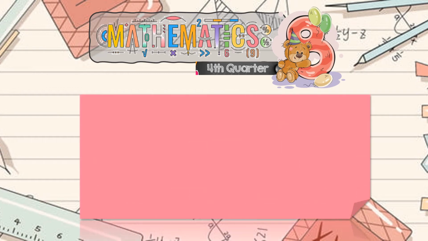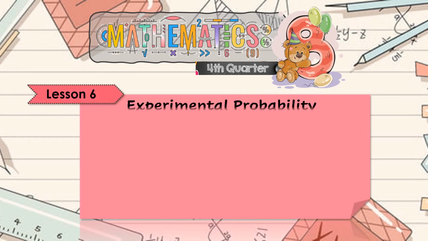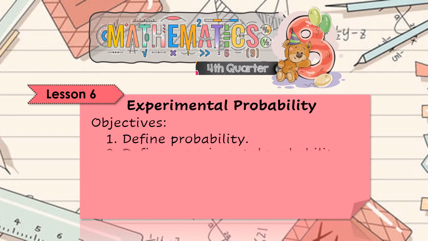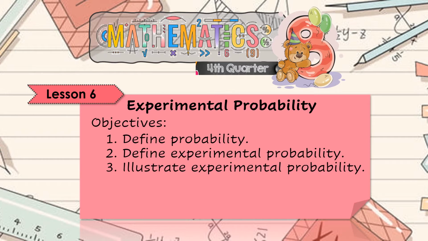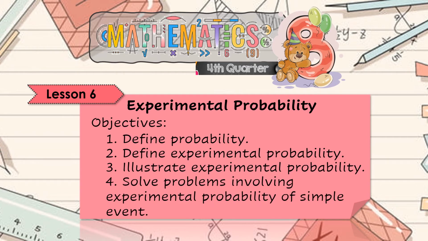Our sixth lesson for this quarter is the experimental probability. At the end of the lesson, you are expected to define probability, define experimental probability, illustrate experimental probability, and solve problems involving experimental probability of simple event.